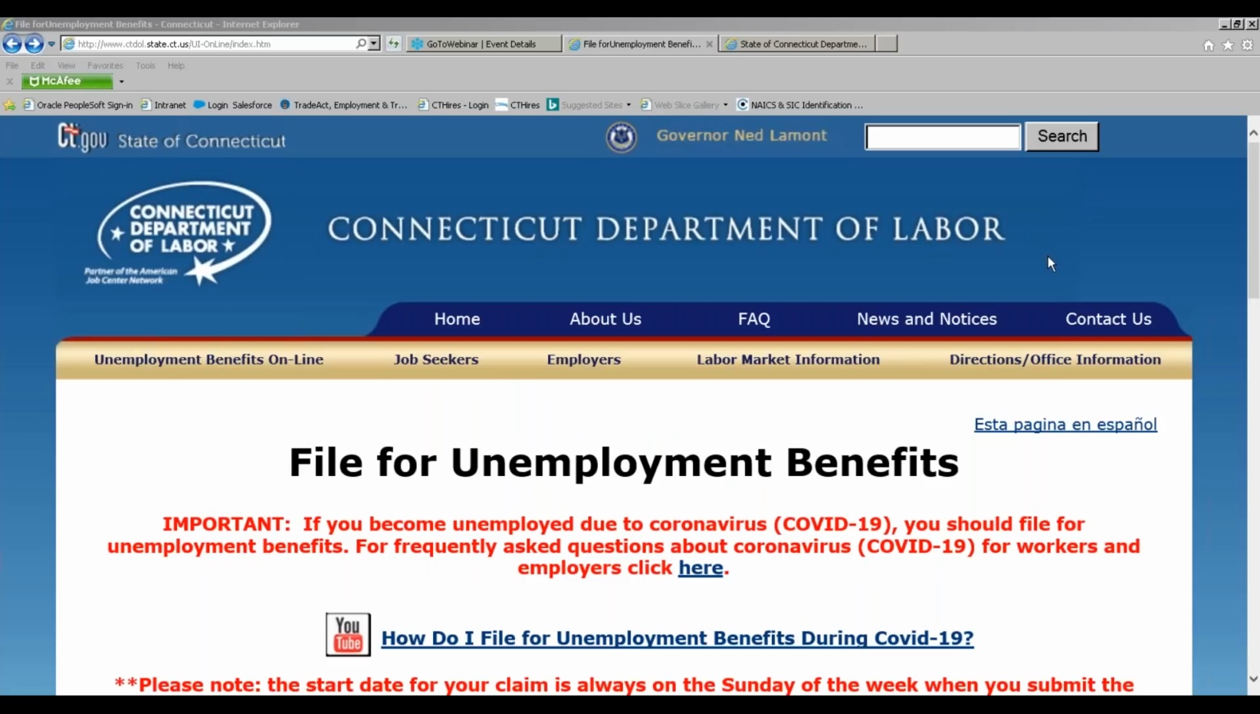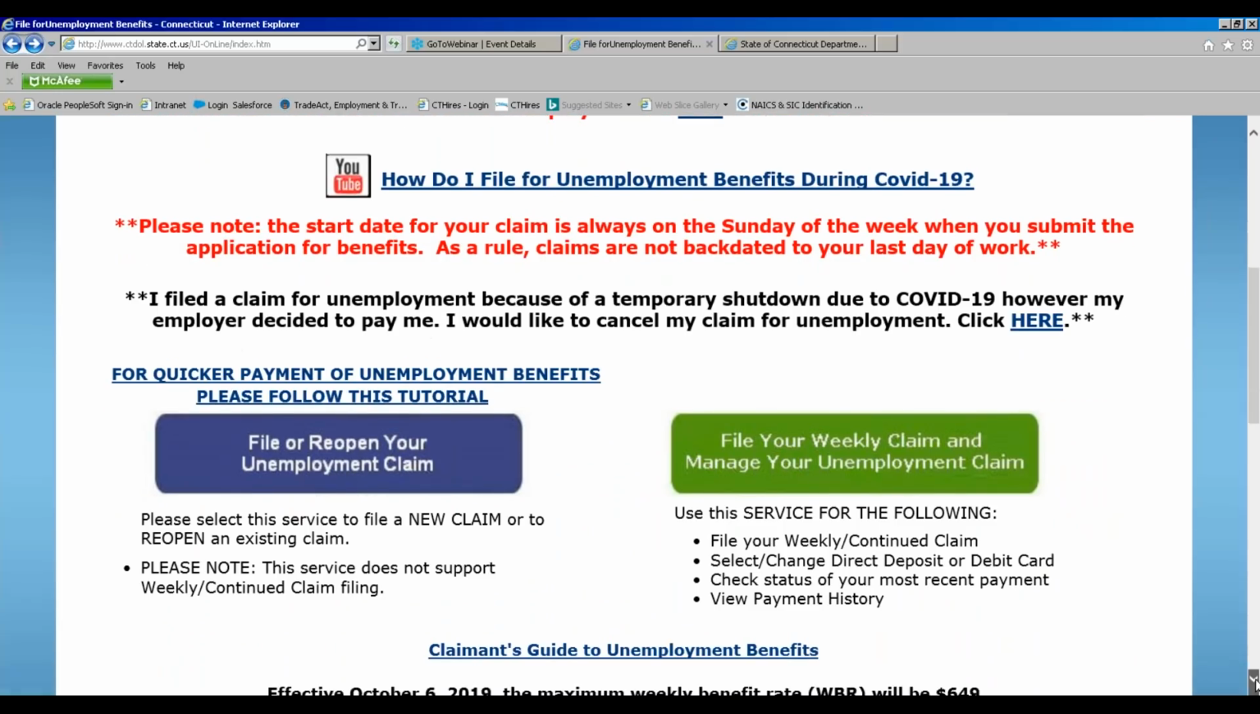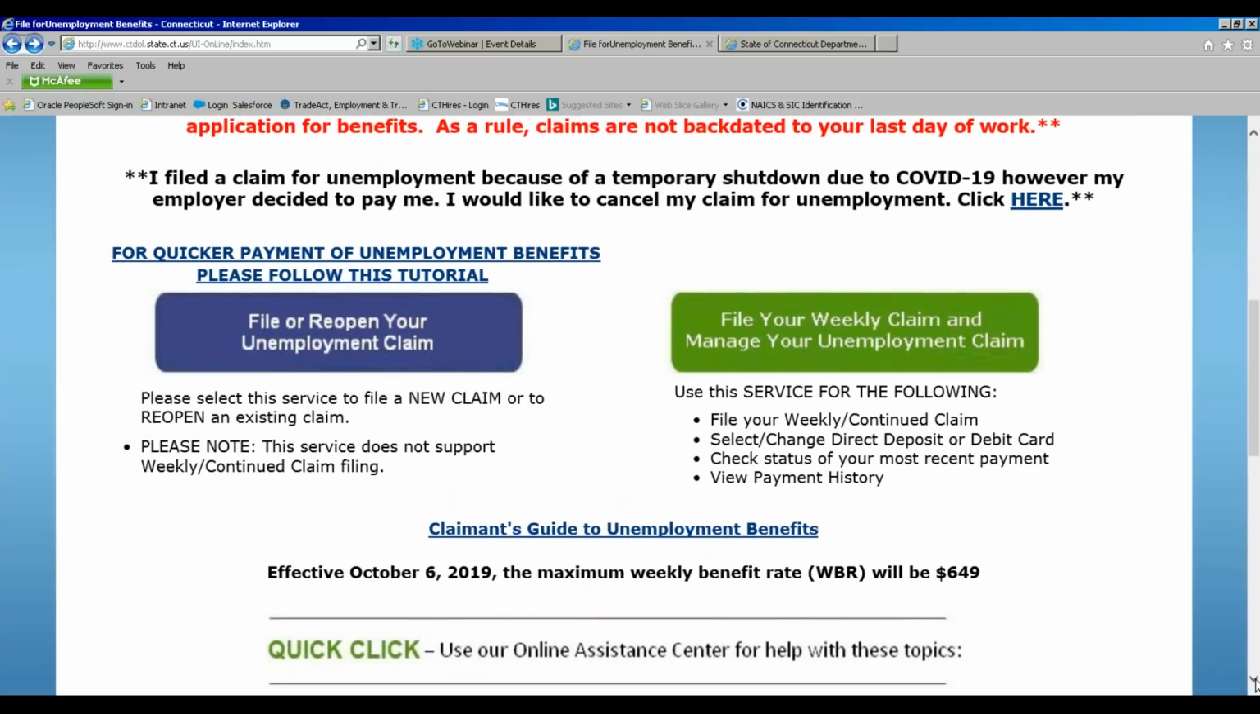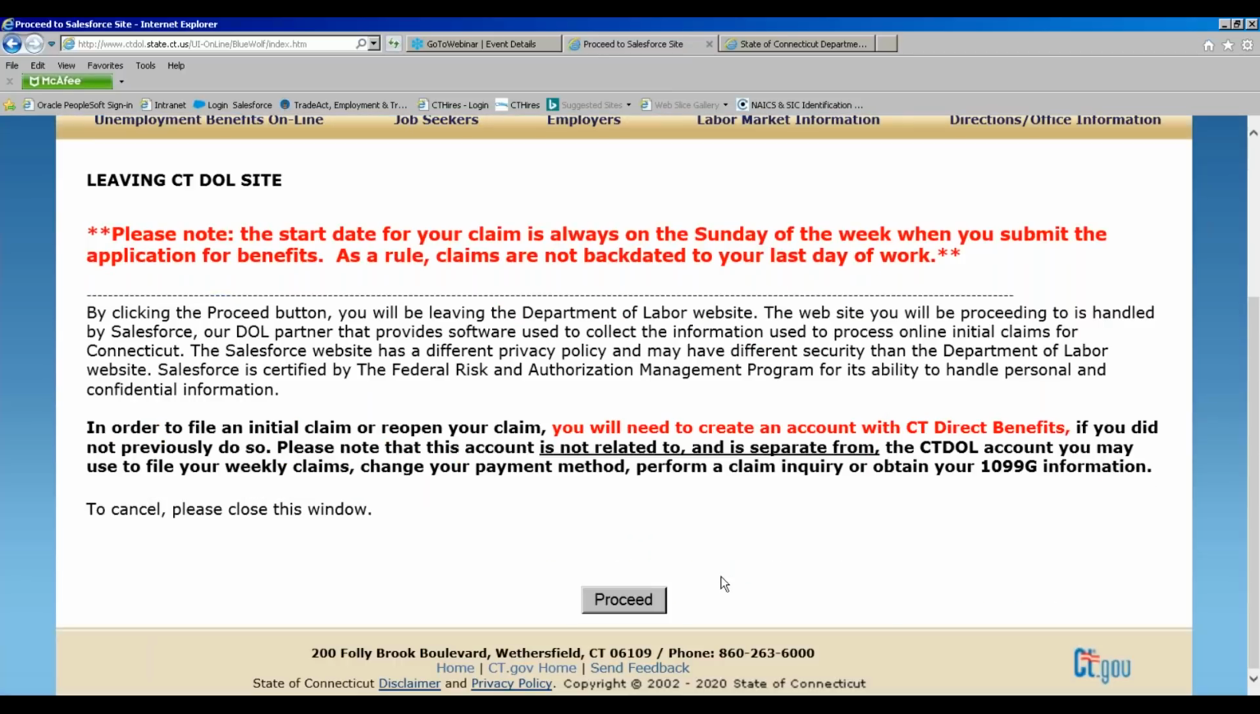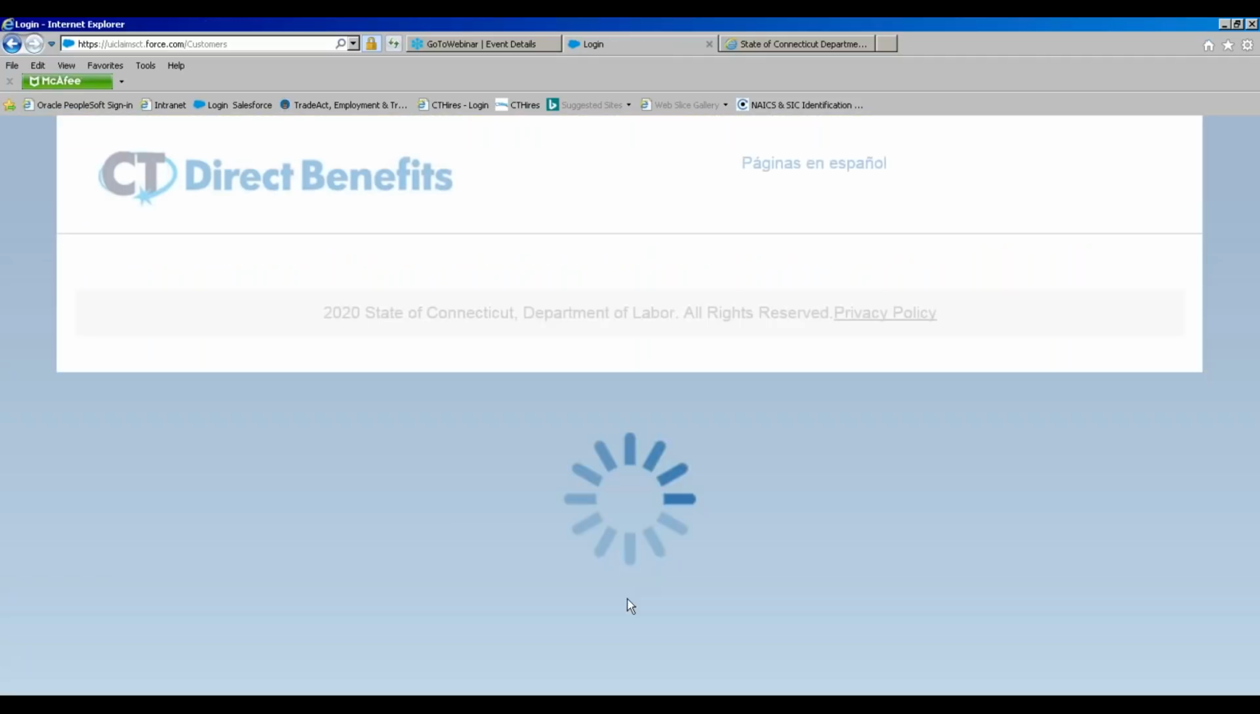In the center of the page, you're going to see a blue button and a green button. And there they are. The blue button is to file or reopen your unemployment claim. If you're starting the unemployment process, you would need to go there. This button will take you to a new section of our vendor, Salesforce. This path will begin the process for filing unemployment benefits, as well as reactivating your most recently filed unemployment claim.